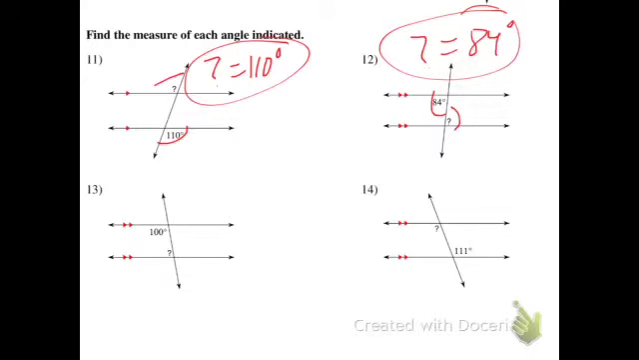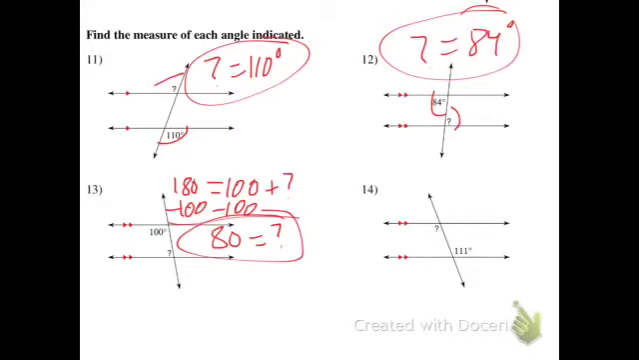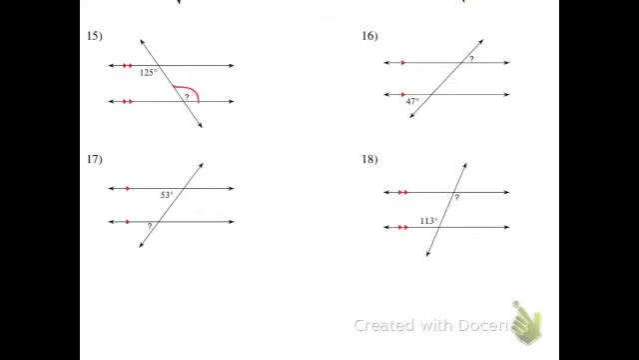These ones are consecutive interior angles, so 180 has to be those two angles added together. If you don't know what the question mark is, you'd subtract 100 from both sides. But you're going to get 80 being what the question mark is on that. And on 14, these are alternate interior angles, which makes the question mark the same as the other angle, which is 111 degrees. These ones, again, alternate interior angles, so the question mark has to be 125.